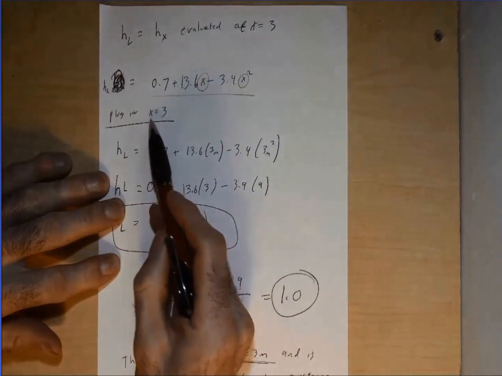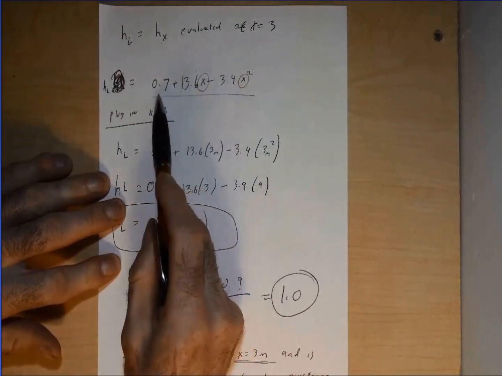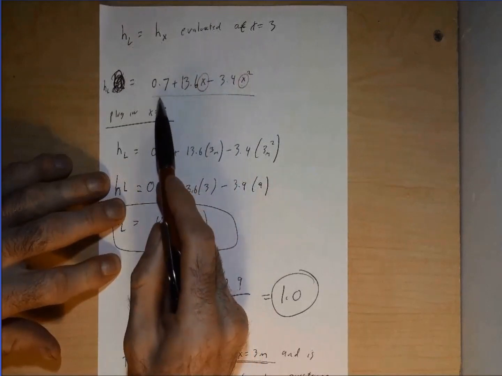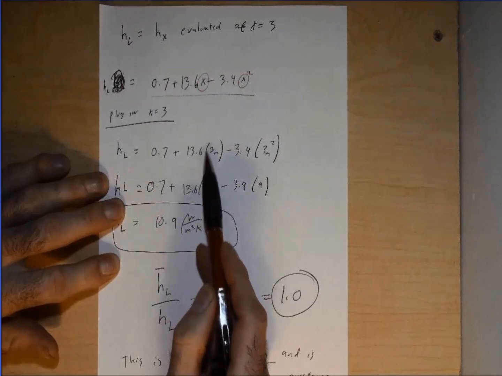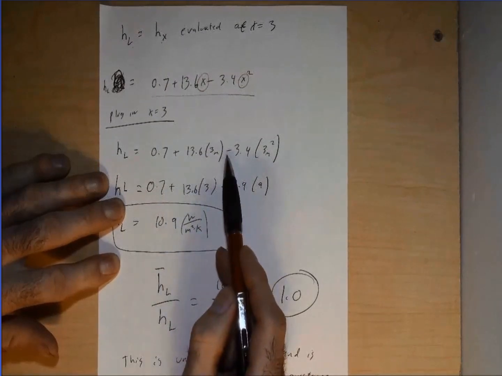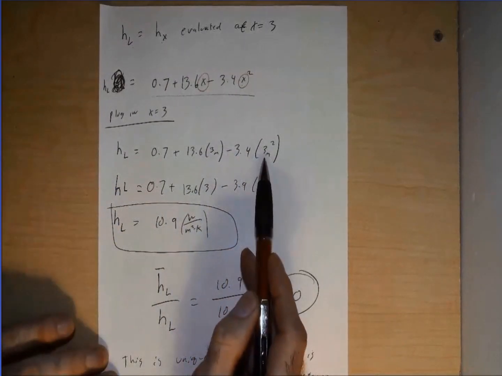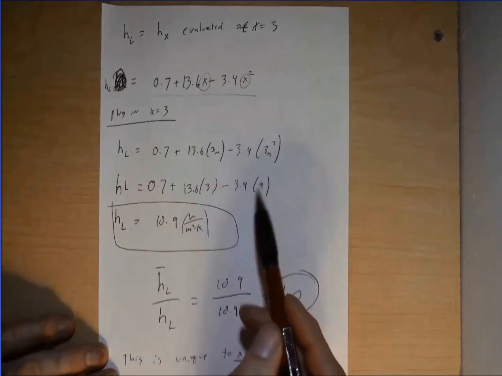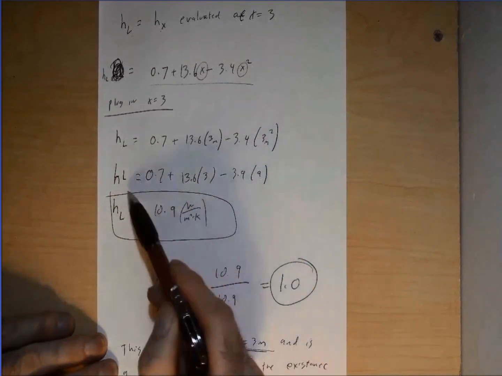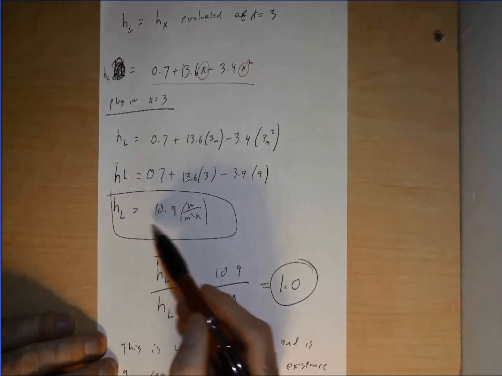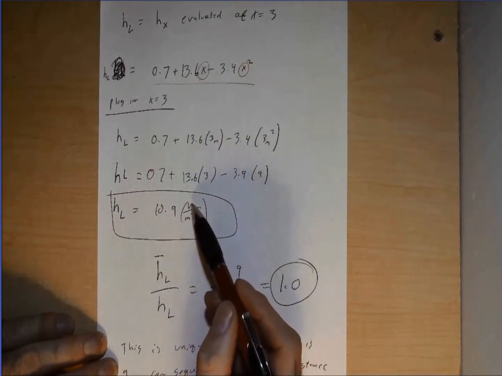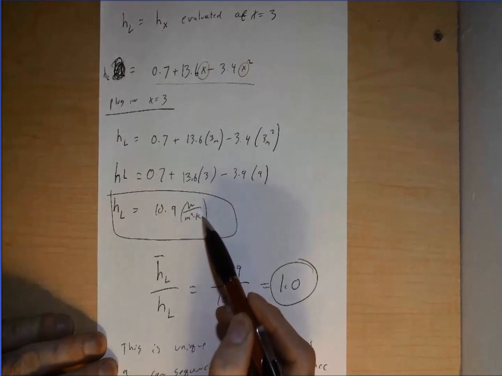So we do that here. We say x is equal to 3 and plug that into our h of x expression. So we end up with h of L is equal to 0.7 times 13.6 times 3 meters minus 3.4 times 3 meters squared. We can go through, 3 squared is 9, do out the math here, and we end up with a value of h of L equal to 10.9 with units of watts per meter squared times Kelvin.